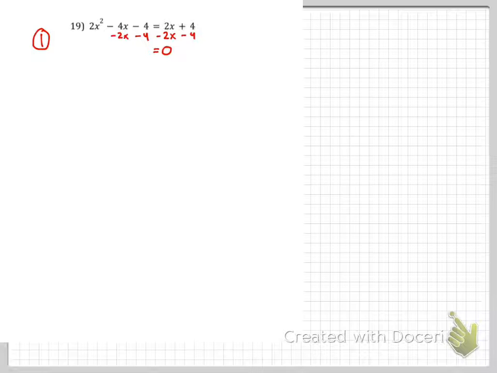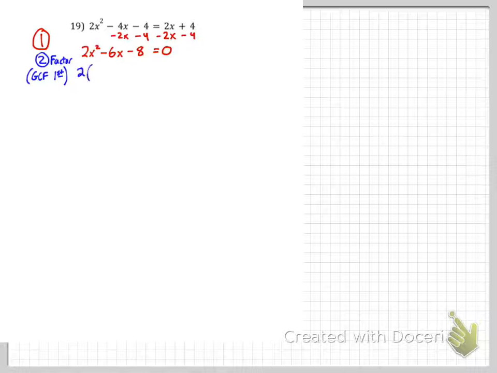On the right side, that's equal to 0, but let's combine like terms on the left. So we get 2x squared minus 6x minus 8. That's step 1. Step 2, we need to factor. Let's look for a GCF first. That will always make our life easier if we find one.